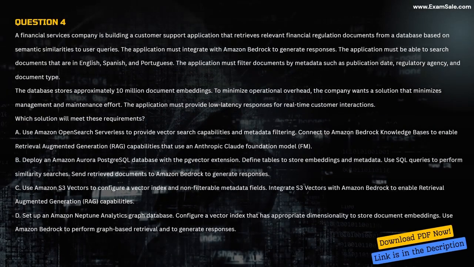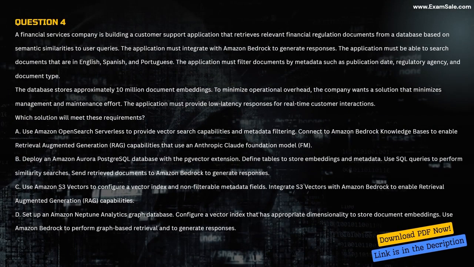Question 4. A financial services company is building a customer support application that retrieves relevant financial regulation documents from a database based on semantic similarities to user queries. The application must integrate with Amazon Bedrock to generate responses. The application must be able to search documents that are in English, Spanish, and Portuguese. The application must filter documents by metadata such as publication date, regulatory agency, and document type.